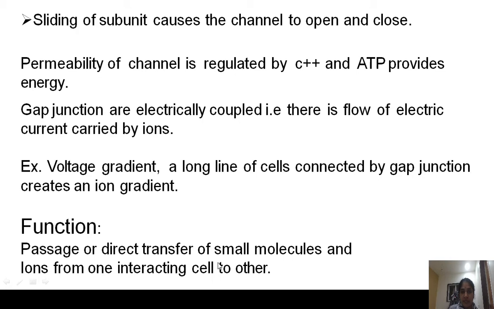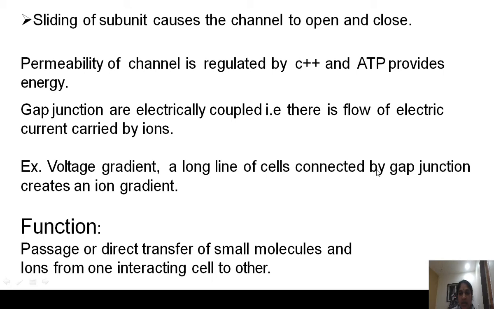Permeability of the channel is regulated by calcium ions and ATP. ATP provides the energy for the channel to open and close. Here cyclic AMP plays an important role. Gap junctions are electrically coupled, that is, there is a flow of electric current carried by ions. Example, voltage gradient: a long line of cells connected by gap junctions creates an ion gradient.